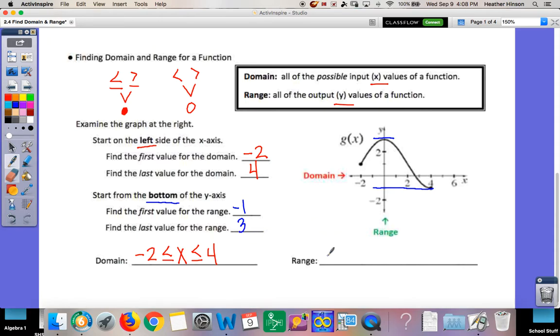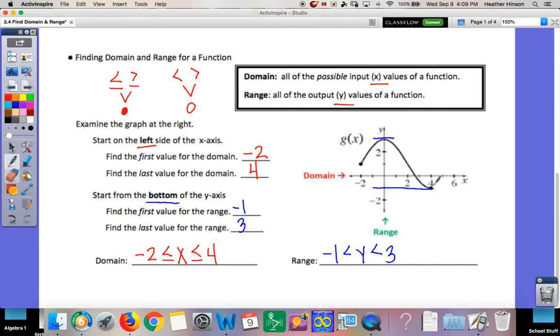So when we write our range, we're going to start with -1. We're going to stop with 3. It's range, so that's our y values. So we put y in the middle. We're always, always, always going to use less than every time. If they're open circles, they get no equal to bar. If they're closed circles, we put an equal to bar.